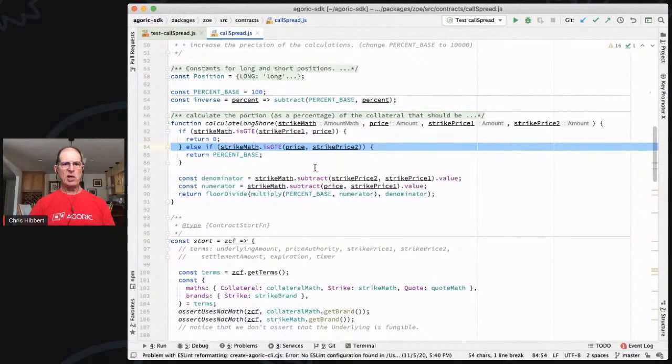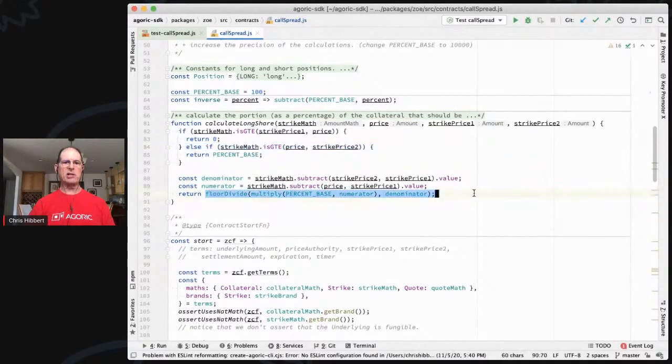And if we're in between, then we're taking that proportional function, and what we need to do is just figure out where we are. Take the position of the price between K1 and K2, and take that percentage of the payout and assign it partially to the long position and partially to the short position. That's what this calculation does.